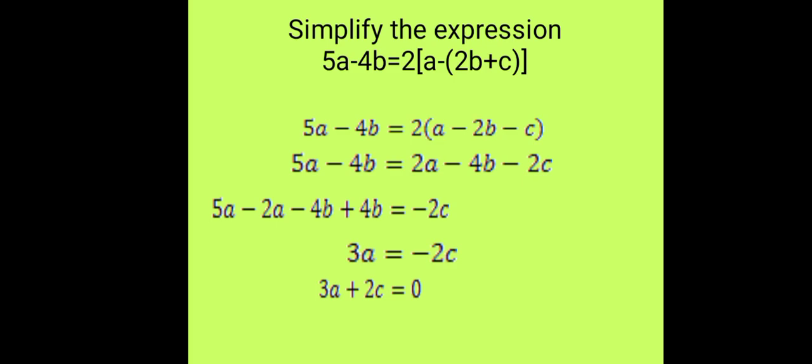So 5a minus 2a minus 4b plus 4b. 4b and minus 4b, they will cancel so that we remain with nothing. So what we remain with is 3a is equals to negative c. We bring c across the equal sign, it becomes positive, so we have 3a plus 2c is equals to 0. We cannot simplify further than that.